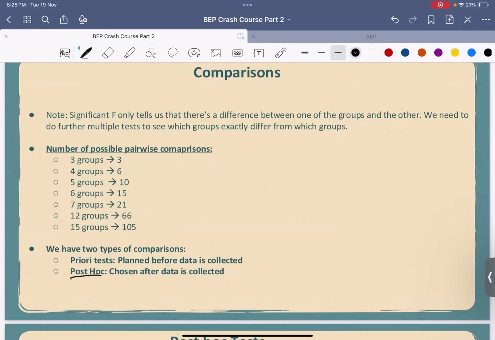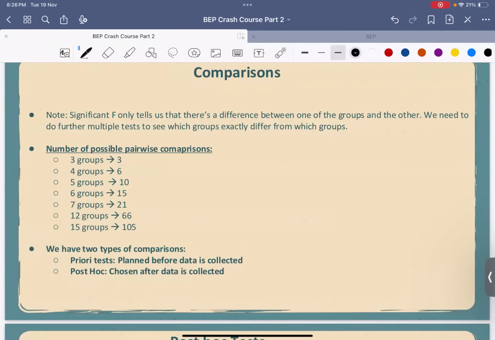A post hoc test is chosen after the data is collected. So before the data is collected, I have no idea which test I want to do. After the data is collected, then I say, okay, let me do a post hoc test for A and B or A and C, depending on how the data looks. So that's the difference between priori and post hoc. Priori is planned before, post hoc is chosen after.